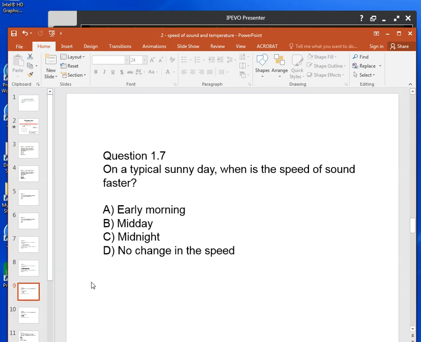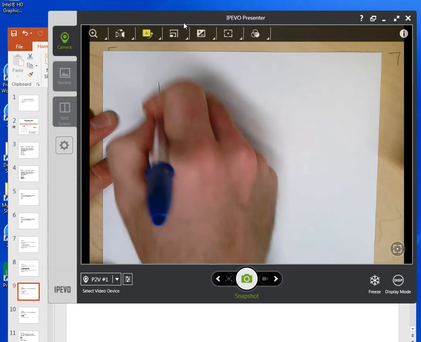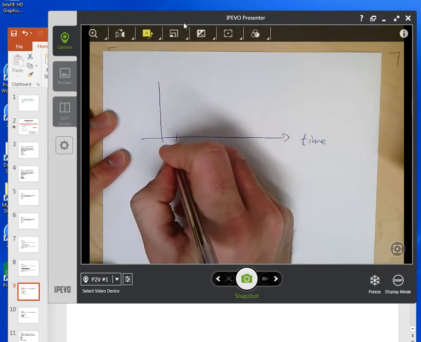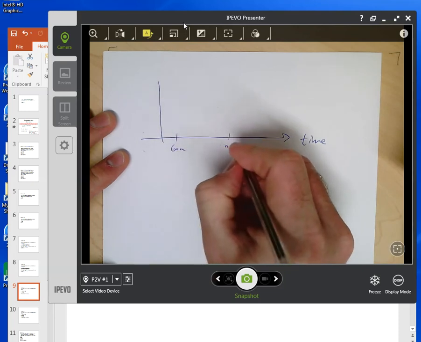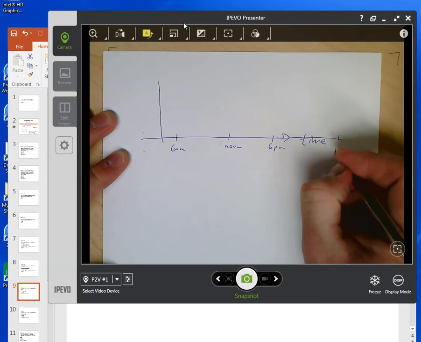Okay, we're back. So on a sunny day, I know that if it is a sunny day, I know the temperature that I'm experiencing. Okay, and let's do something like this. This is the time of day. This is going to be something like 6 a.m. This will be noon. This will be, I don't know, 6 p.m., something like that. Maybe here's midnight.